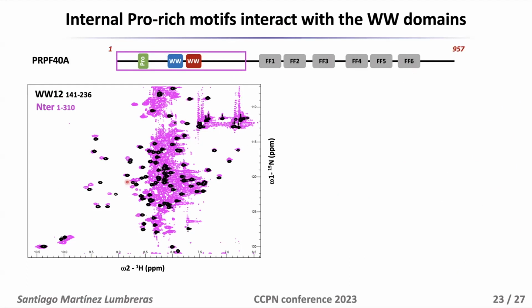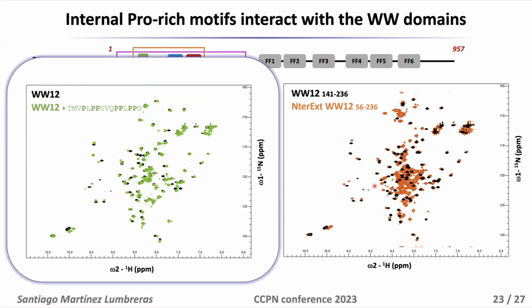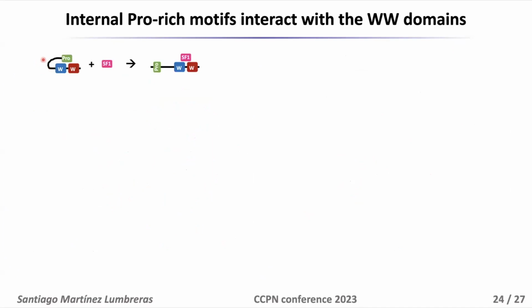First, the main region that is folded is the tandem, but the signals from the tandem, here overlaid with just the tandem spectra, are shifted. They are not in the original position. And when we narrow the construct, we see exactly the same, which resembles the shifts that we obtained when we titrated the tandem with a proline-rich peptide. So what we believe is happening is that the N-terminal region is folding back and interacting with the tandem.